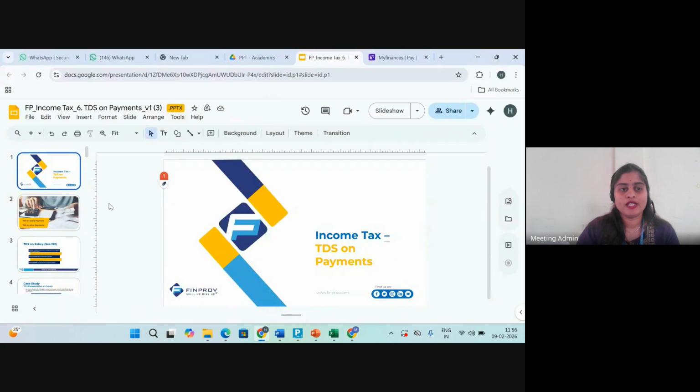Okay, we have completed the slides till six. We are in the sixth slide. So let us go ahead with the next concept. Today we are going to learn about income tax TDS on payment. We have a variety of heads. Let us go in depth into how much has to be paid, what the penalty is, and by which date they have to pay. Everything we are going to learn.